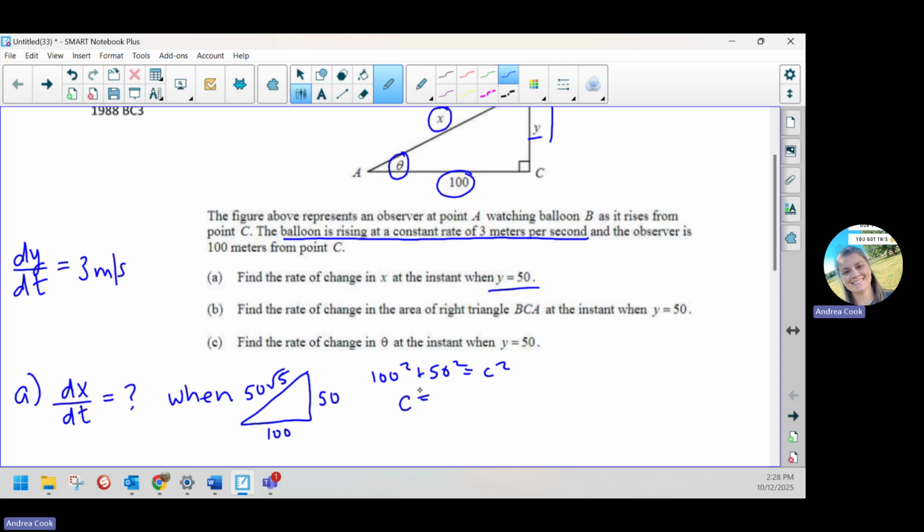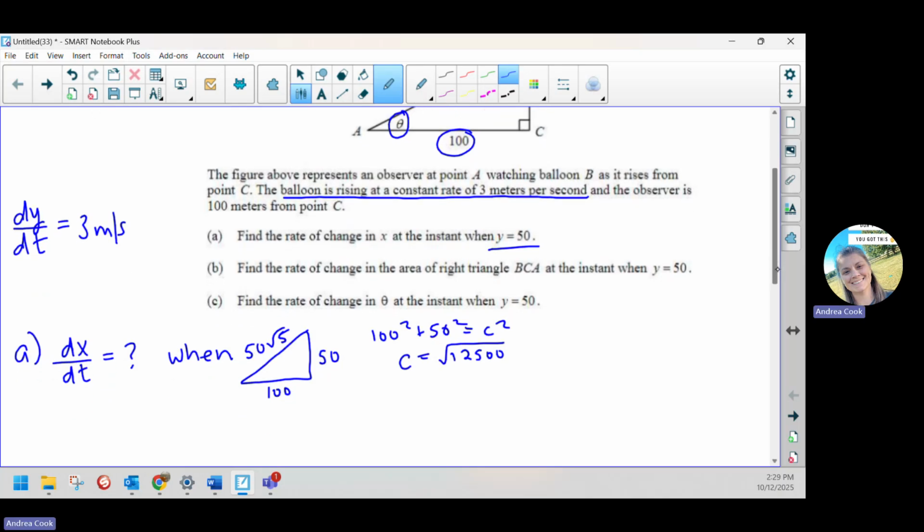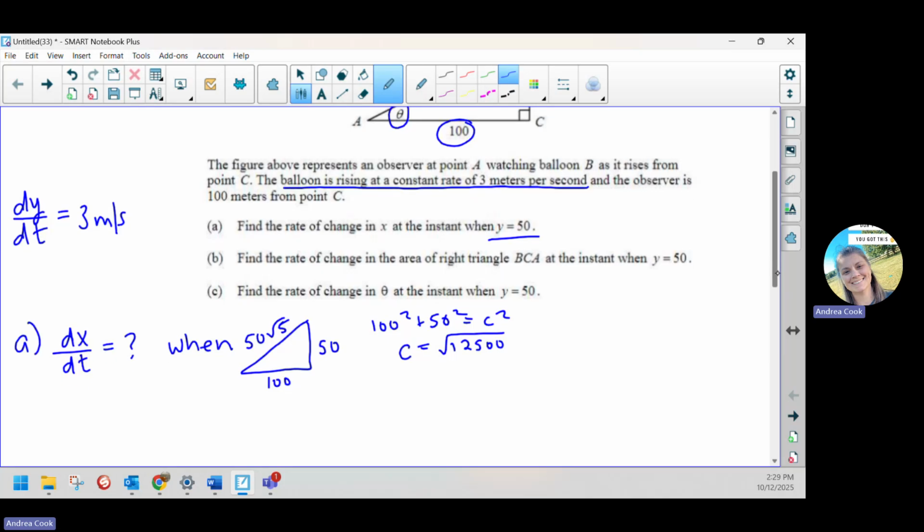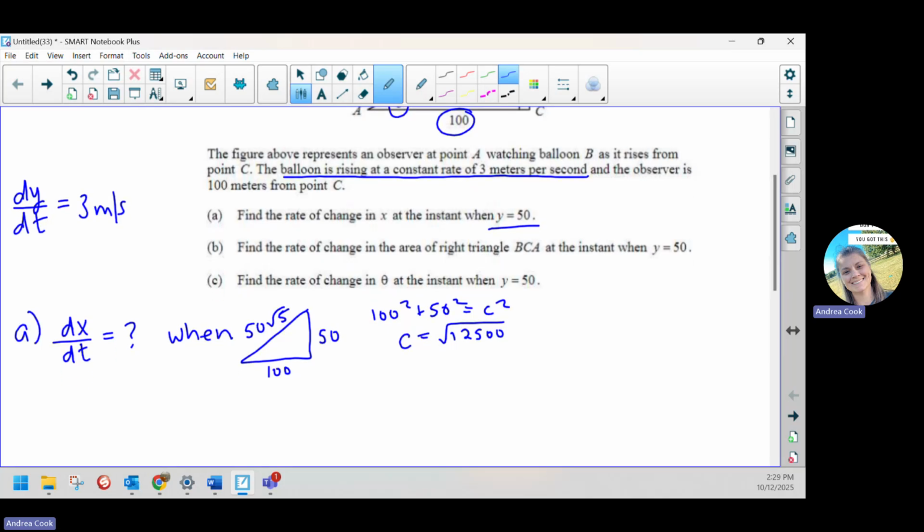You can also leave it as the square root of, what is that, 12,500. You can leave it like that if you want, or you can simplify the radical. All right, so then how are we going to find dx over dt? That is going to be an equation that involves x, y, and 100. So we're going to do Pythagorean theorem.